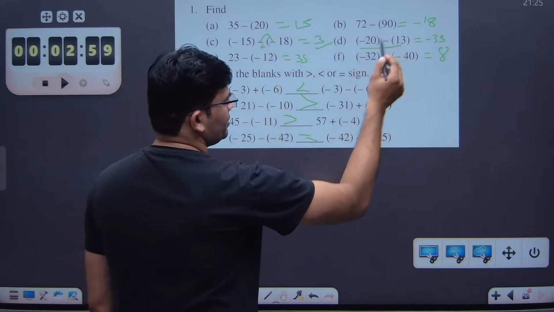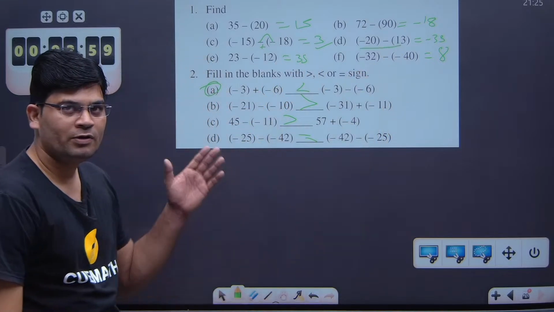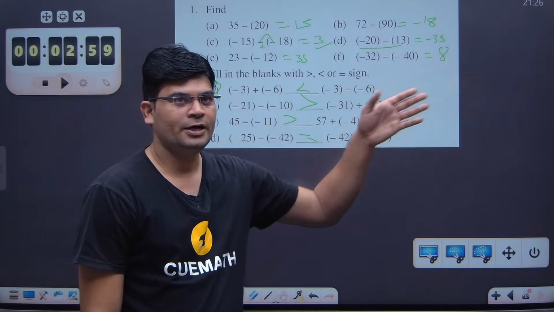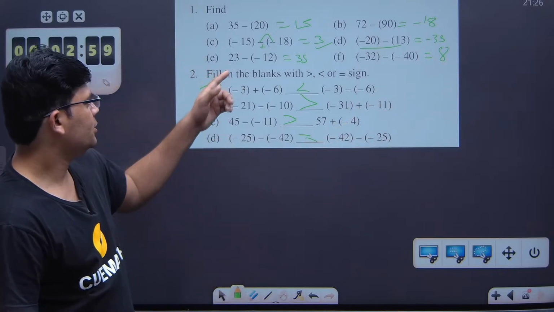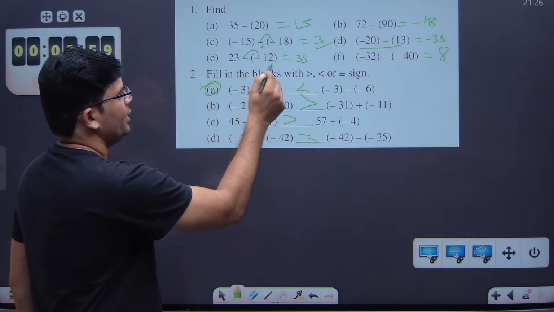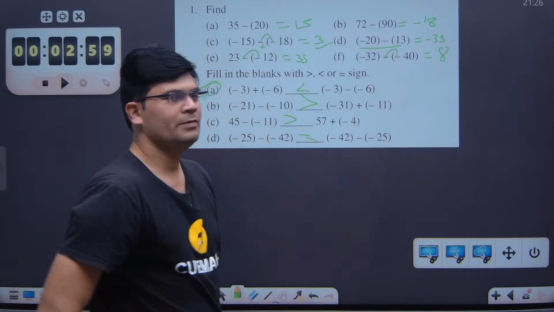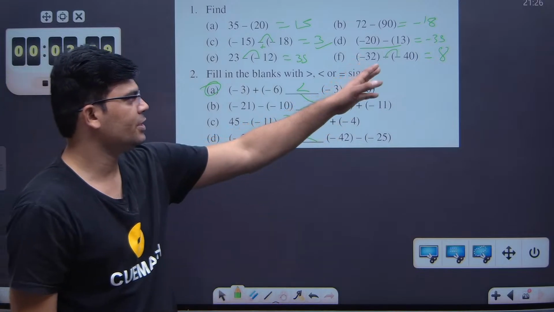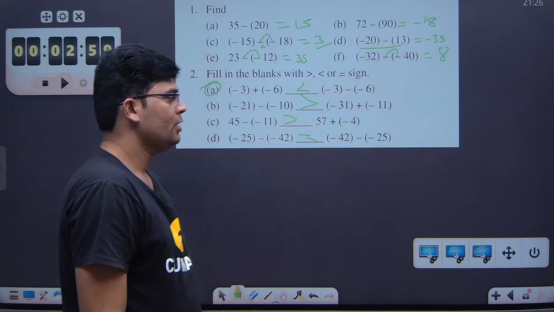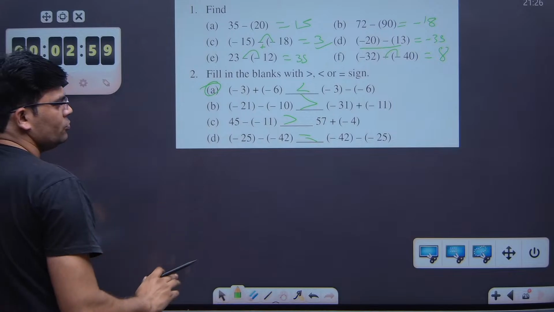Similarly, both the numbers are having the same sign, so they will be added and they will form negative 33. These two numbers will be added again and it will become 35. Again this will be added, so that means 40 minus 32 is 8. Alright. Now how to solve these questions?